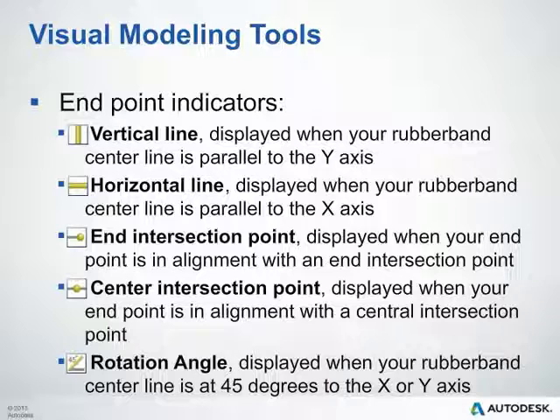The end intersection point is much like we saw in the previous screen. That means you're terminating your channel at the end of another channel. If you see the center intersection point, that means you're terminating your channel at the center of another cooling channel. If you see a rotation angle, that means that you're placing your second point at 45 degrees in relation to your XY axis.